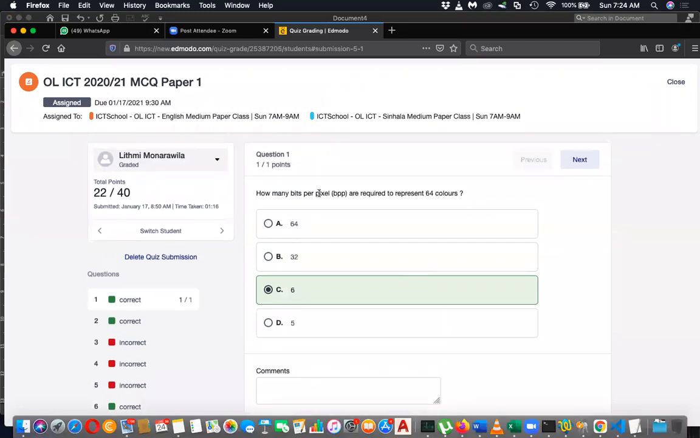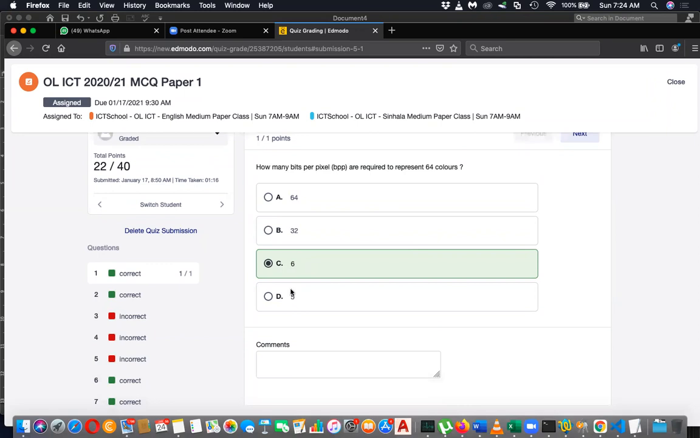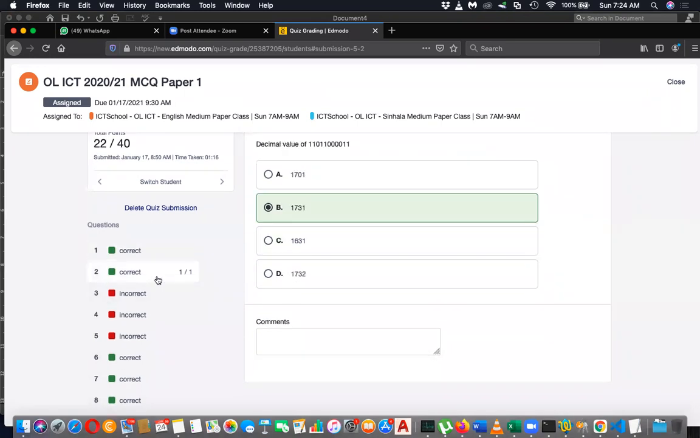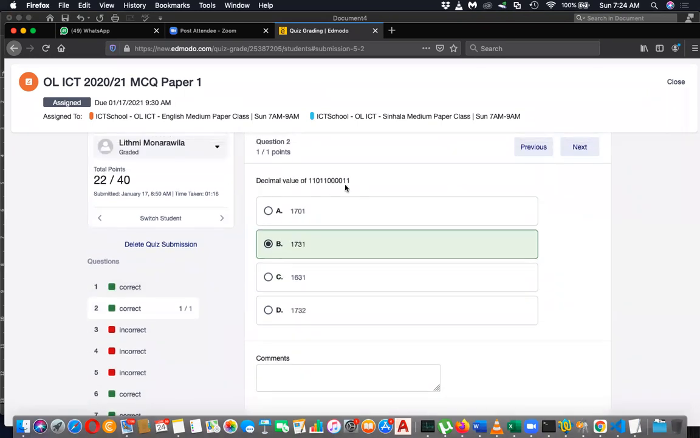Okay, then how many bits per pixel are required to represent 64 colors? It is 6 because 2 to the power 6 is 64. Right, next question. Decimal value of this one. So that is easy. We got to know how to find the decimal value. I'm not going to explain much on this because it's an easy one.